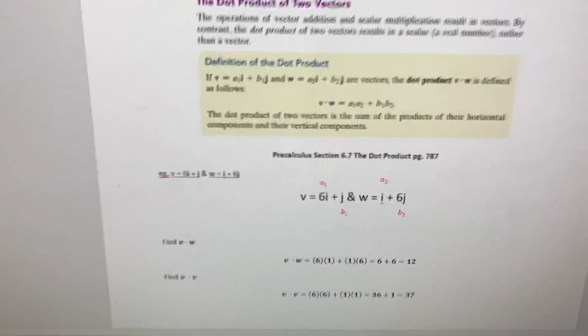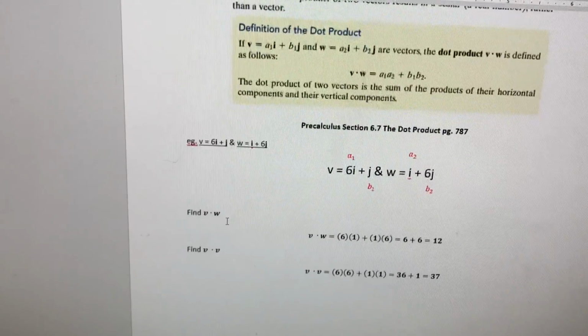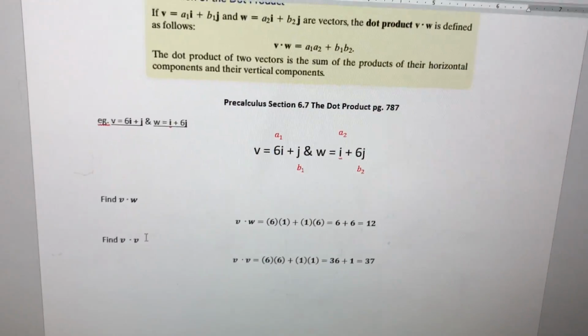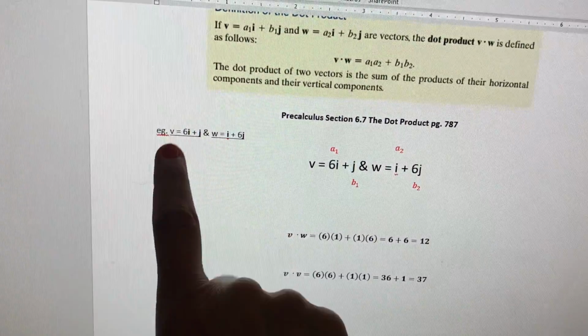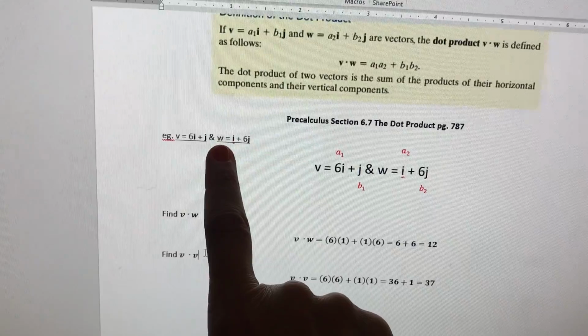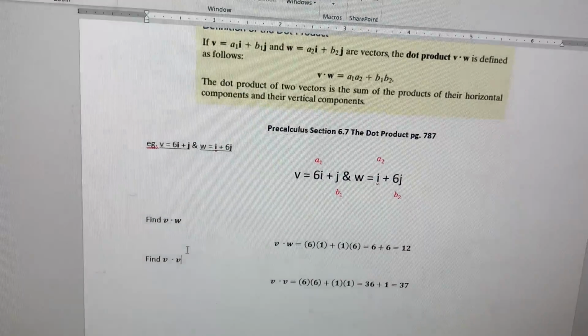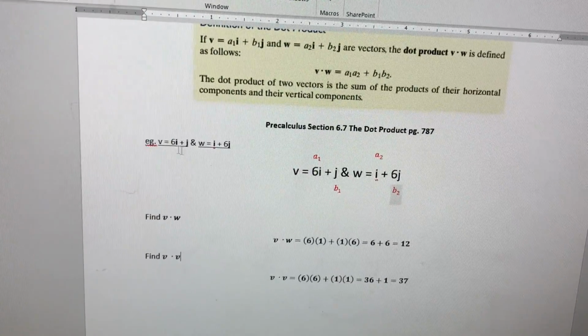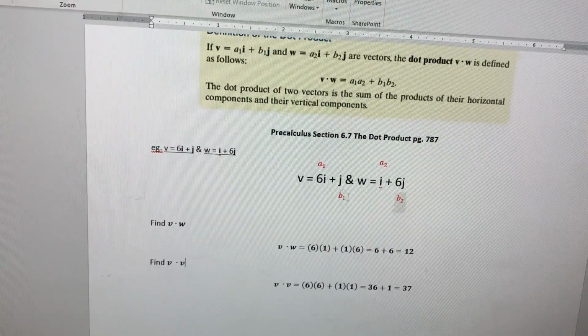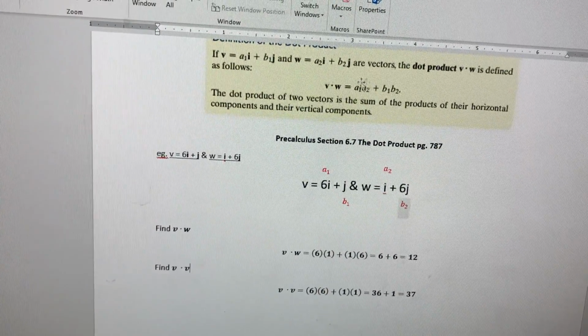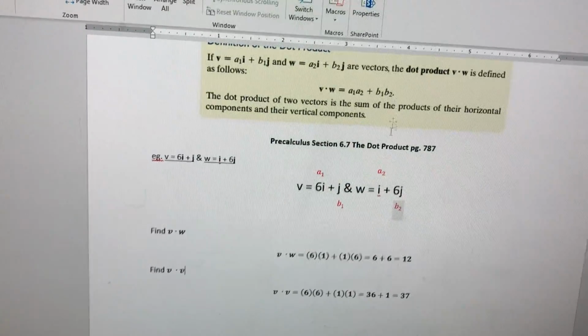So I got this kind of from the homework. I love homework. It always helps me. So I got these two vectors, V and W, and we need to plug those vectors into this formula or this definition.